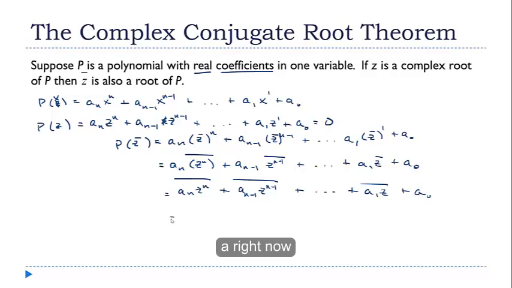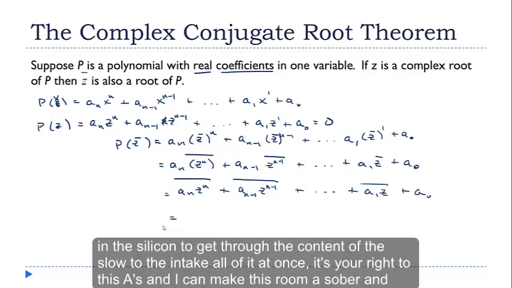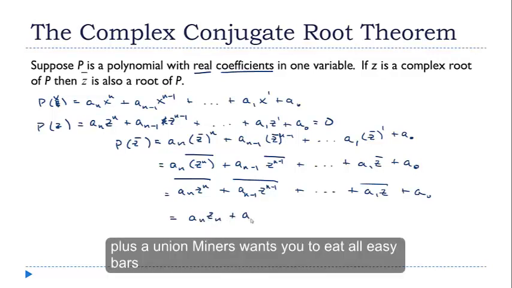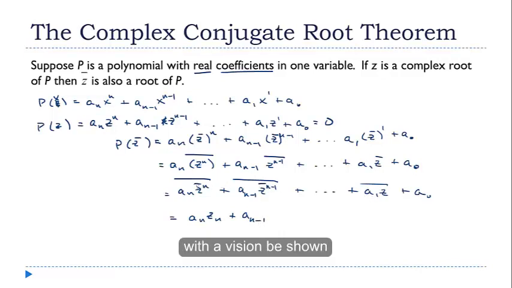All right, now I'm going to apply Theorem 2. That's the one that said the sum of the conjugates is the conjugate of the sum. I'm just adding up a bunch of conjugates here, right? So this says that I can make this a_n z to the n plus a_(n-1)... Excuse me, these should all be z bars. Whoops, no they shouldn't. These shouldn't. a_(n-1) z to the n minus 1 plus so on down to a_1 z.